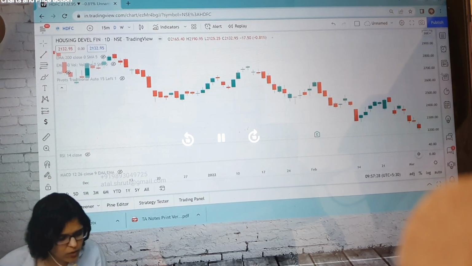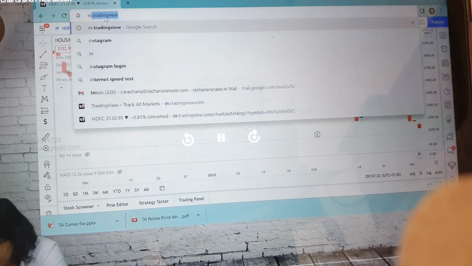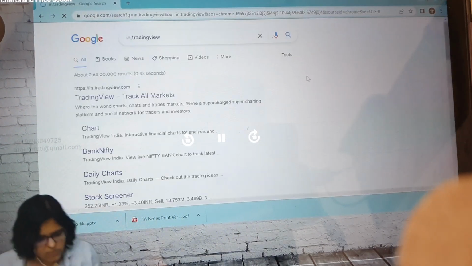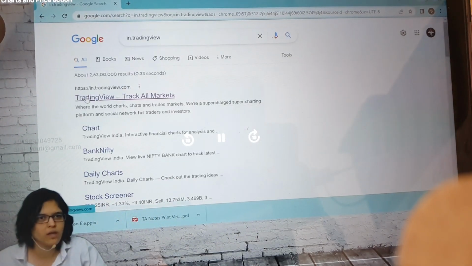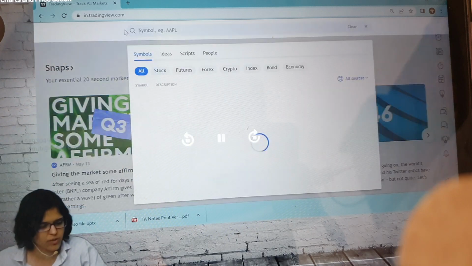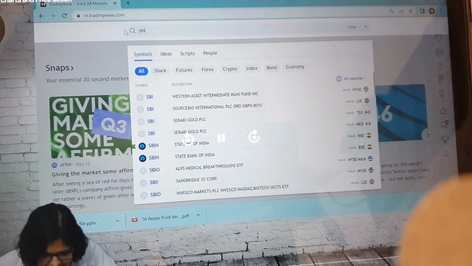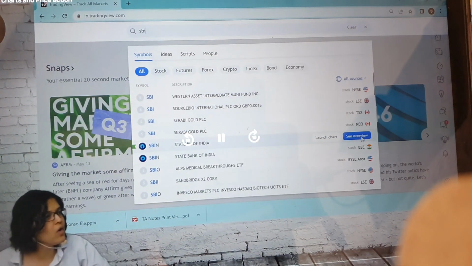So one last time, we are going to go back to the TradingView homepage. Quick revision. Everyone ready? Everyone has to answer. TradingView website. Okay, now search. What do I type? Now we can type something different too. SBI. Okay. State Bank of India. Either quote or launch chart.